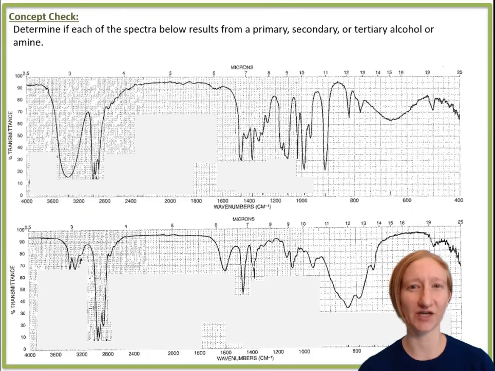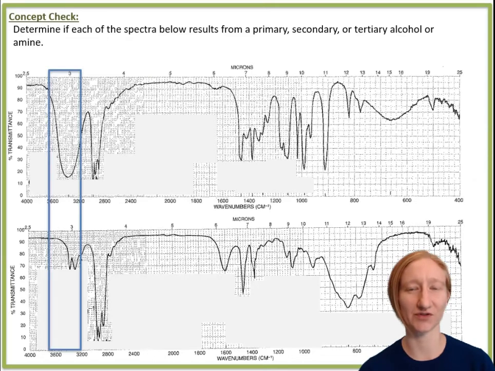Determine if each of the spectra below result from a primary, secondary, or tertiary alcohol or amine. We want to start our analysis by looking for the OH or NH stretch. So we'll look between 3300 and 3600 wave numbers. In the top example, there's an intense and broad peak, and this is very characteristic of an OH stretch. This is likely an alcohol.